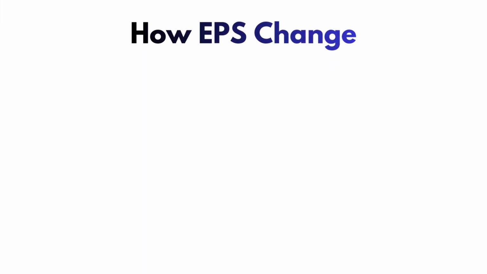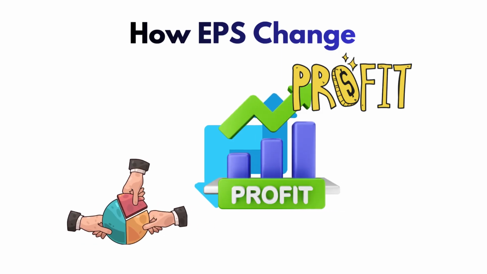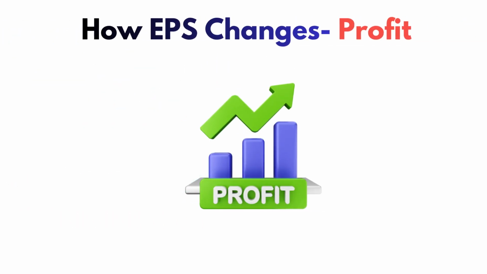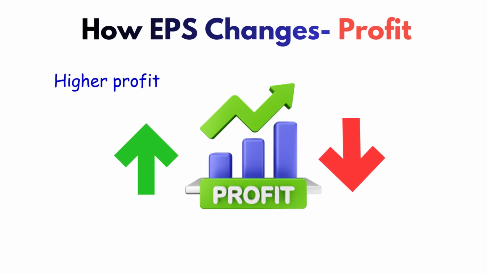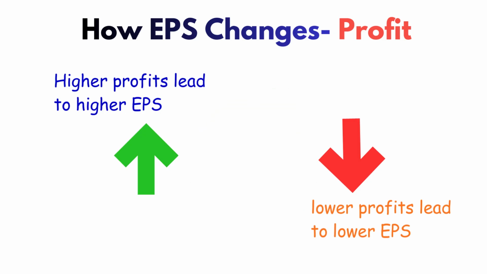Earnings per share is not a static number. It can change over time, and those changes are driven by two main factors: the company's profit and the number of shares outstanding. First, let's consider profits. If the number of shares stays the same from one quarter to the next, and the company earns more money, EPS will increase. If profits decline while the share count remains unchanged, EPS will decrease. This relationship is straightforward. Higher profits lead to higher EPS, and lower profits lead to lower EPS.